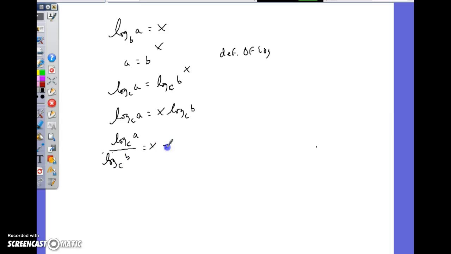Do you remember what x is equal to? Aha, log base b of a. This is called the change of base formula. Written out, you'd normally write it this way, so I'm going to go ahead and do that. Log base c of a over log base c of b.